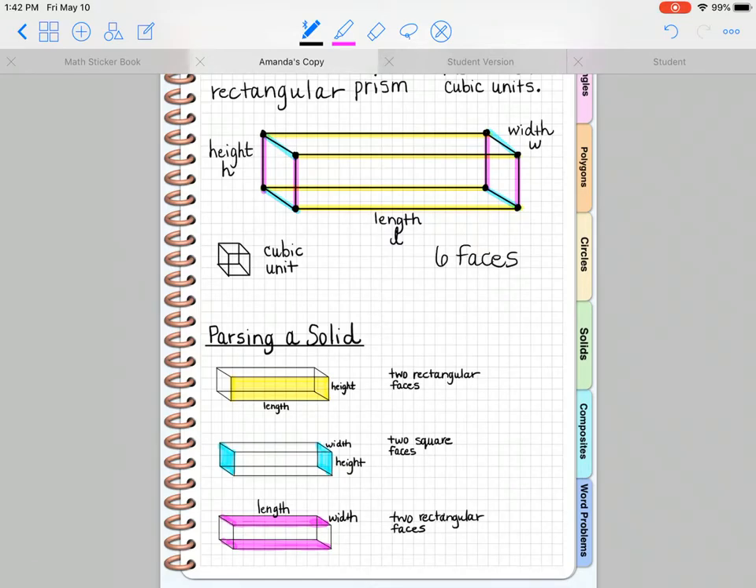Okay, I'm going to stop the video, and when we come back, I will show you how to do this for a rectangular solid with some numbers in the problem. I'll see you soon.